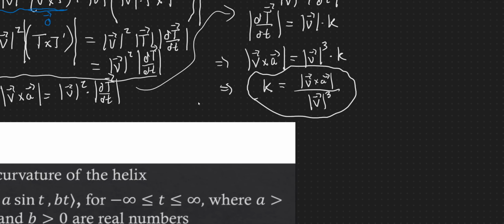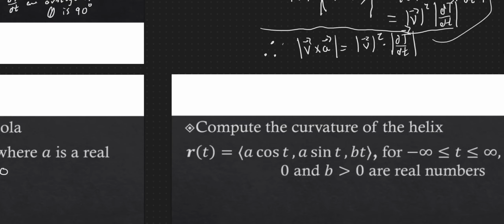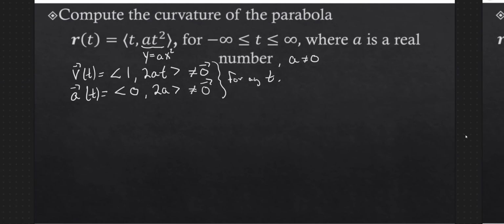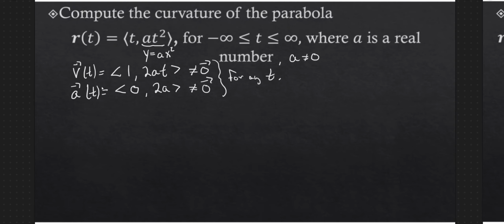The formula looks like the magnitude of v cross a over the magnitude of v cubed. So let's go ahead and compute. We're going to need the magnitude of v at some point, so why not do that now? There are different orders you could do this in; you could start by doing v cross a. That's fine, I'm just going to do v first. The magnitude of v is the square root of 1 plus 4a squared t squared. Then let's get a hold of v cross a.